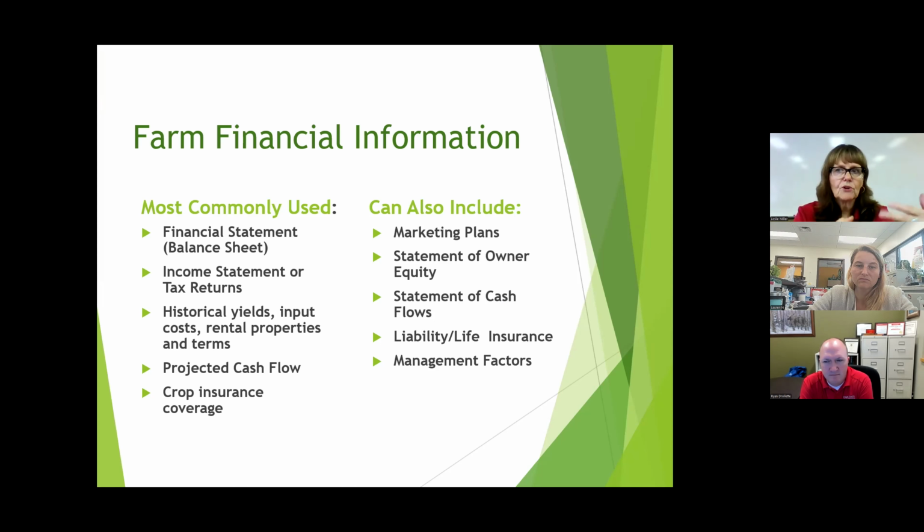Input costs, rental, if you're cash renting property, we might want to know what the terms are on that. Do you pay all the cash rent up front? Do you pay it half and half? Those kinds of things. Is it a flexible lease? But all that information is used to do a projected cash flow. And then last but not least, we might ask for proof that you do have crop insurance, because that is a little bit of a risk management program.